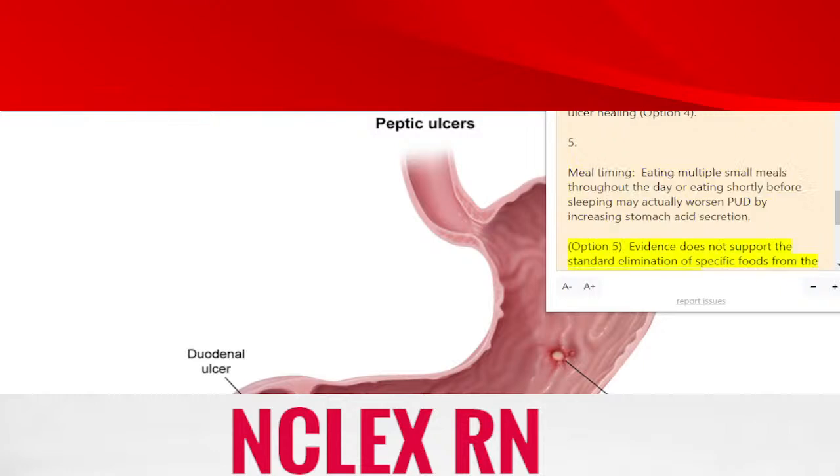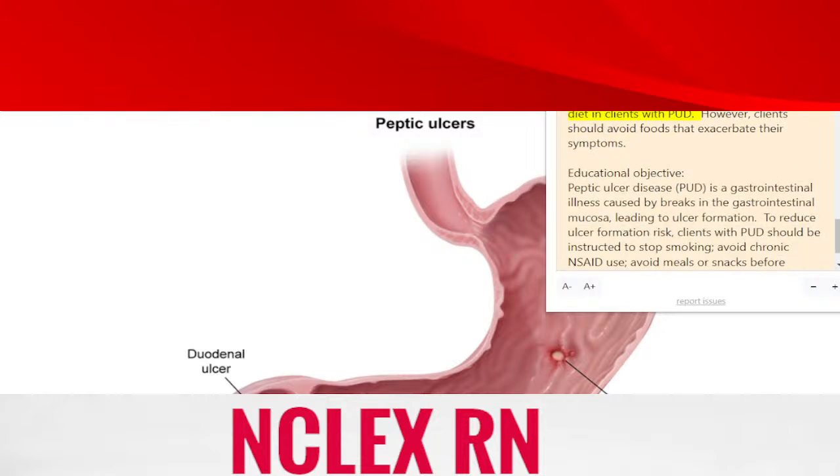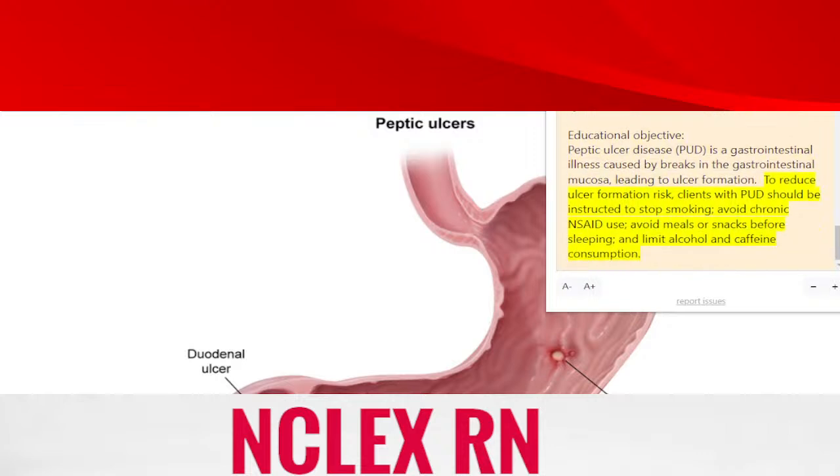secretion. Option 5. Evidence does not support the standard elimination of specific foods from the diet in clients with PUD. However, clients should avoid foods that exacerbate their symptoms. Educational objective: peptic ulcer disease, PUD, is a gastrointestinal illness caused by breaks in the gastrointestinal mucosa, leading to ulcer formation. To reduce ulcer formation risk, clients with PUD should be instructed to stop smoking, avoid chronic NSAID use, avoid meals or snacks before sleeping, and limit alcohol and caffeine consumption.